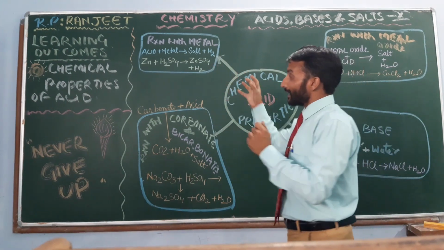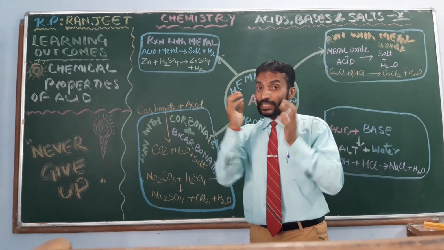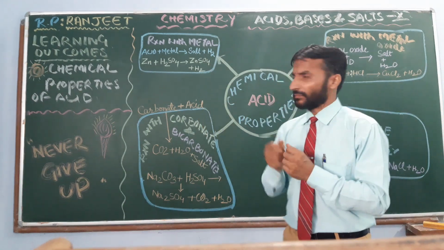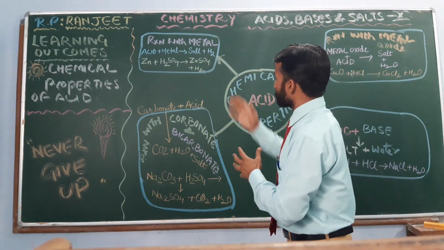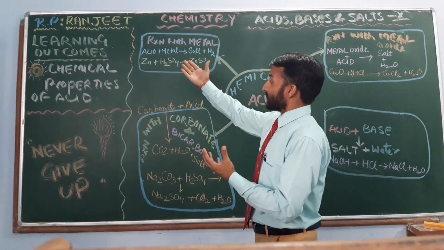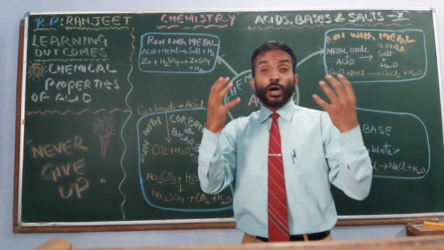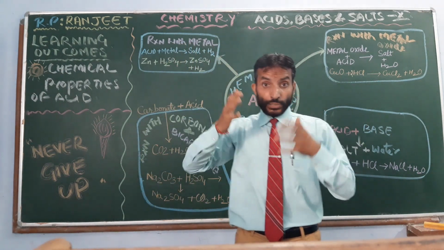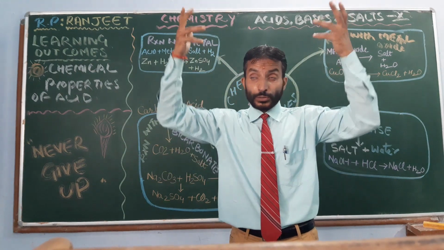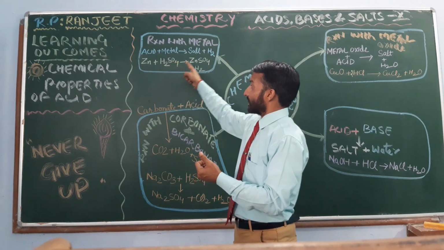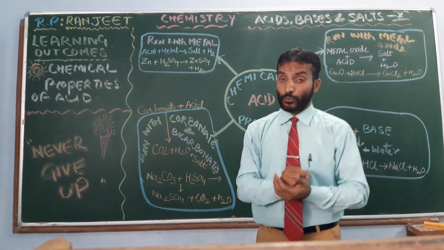First, a very exciting reaction with metal. We have already discussed it so many times, but today again I will show you how acid reacts with metal. Acid plus metal always gives salt and a gas known as hydrogen gas, which is evolved. Here is a reaction example: zinc plus sulfuric acid giving zinc sulfate and hydrogen gas.